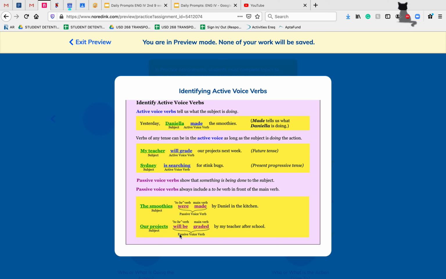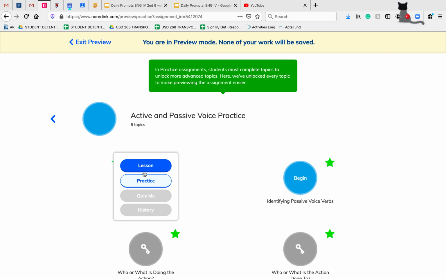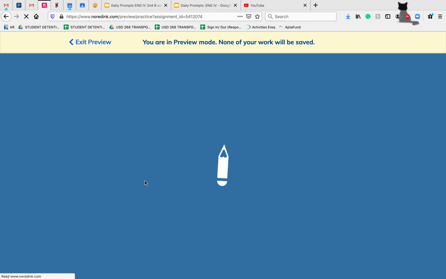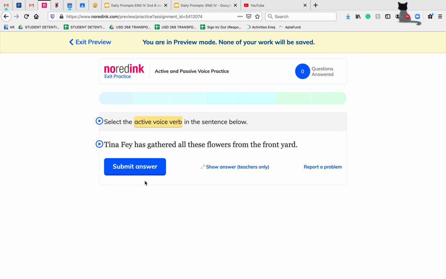Now, in academic writing, we want to try and use as much active voice as possible. It makes our sentences quite a bit stronger and, as you can see, less wordy as well. So these first two bubbles are actually pretty simple. It's just going to ask you to locate the verbs in the sentence. So here we have Tina Fey has gathered all the flowers from the front yard. So our subject, Tina Fey, what has she done? She has gathered. What did she gather? The flowers. Those are our objects.